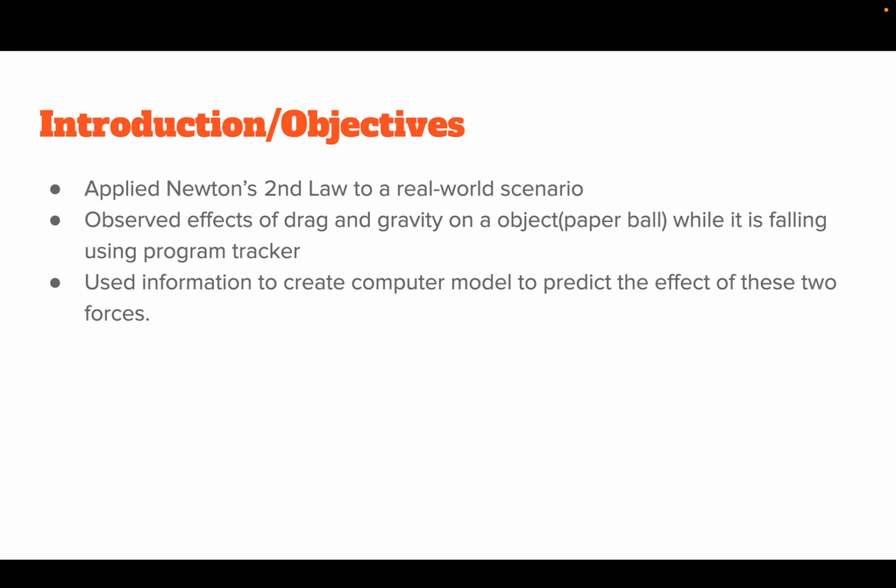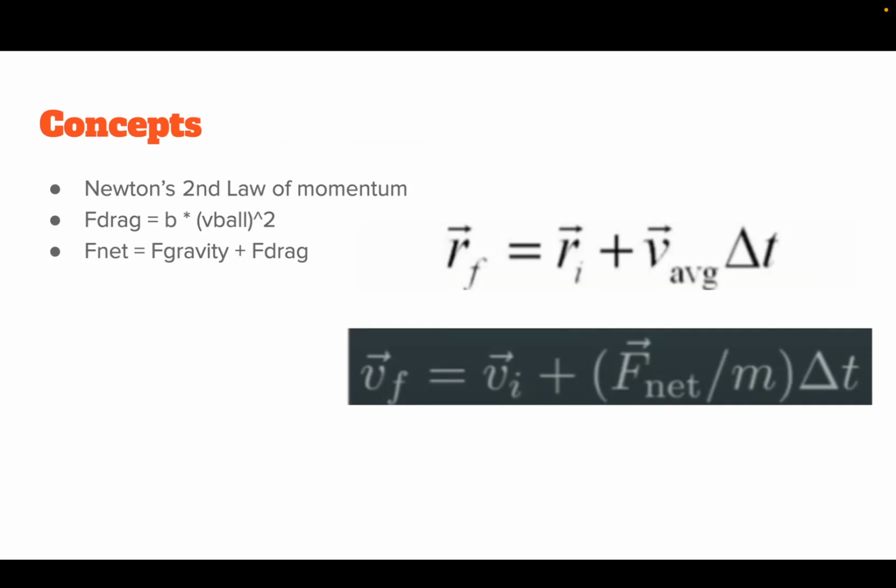make two different computer models to look at the different forces. So the first computer model we found was one with no drag and just gravity. Then the other one was drag and gravity. And here are the concepts or formulas. So we obviously used the concept of Newton's second law of momentum. On the right, there is the position update formula and the velocity update formula, which we use in our code. And then there's also the other formulas we use, which is F drag, which is B times velocity squared, and F net, which is gravity plus drag, which we use in our procedure.